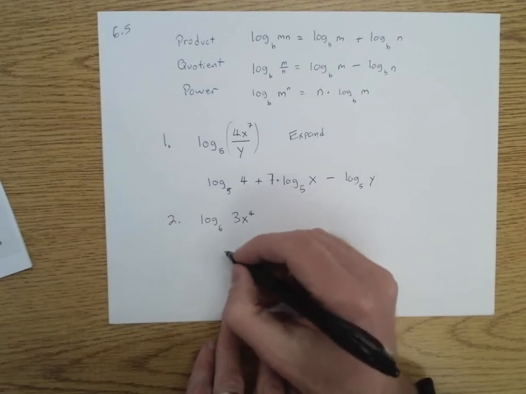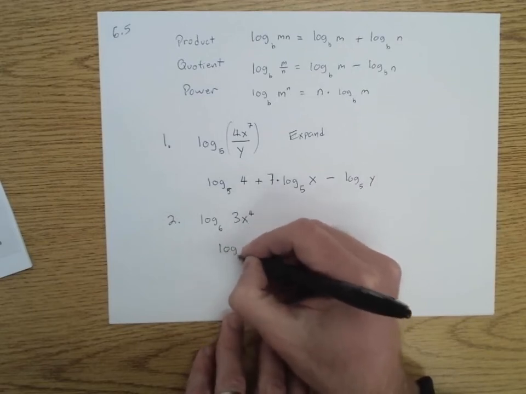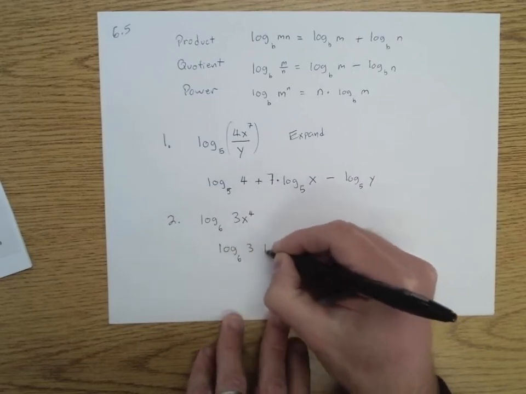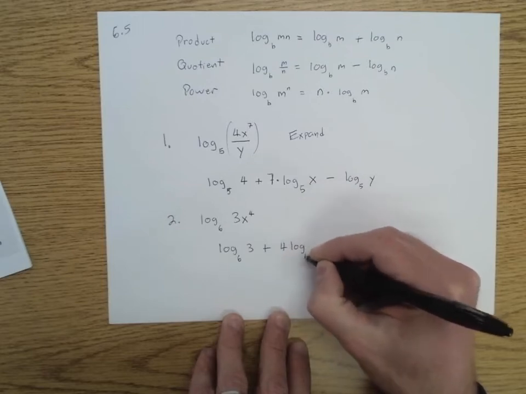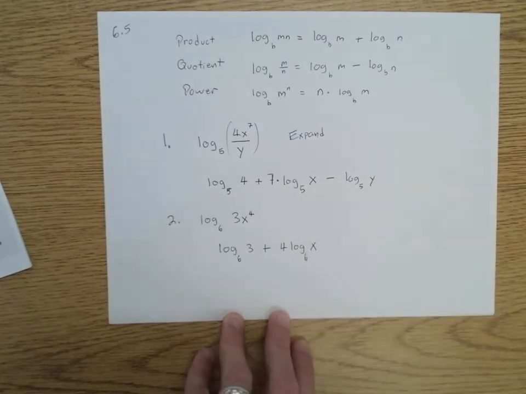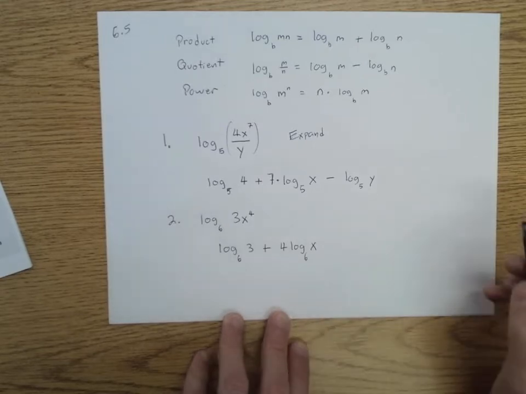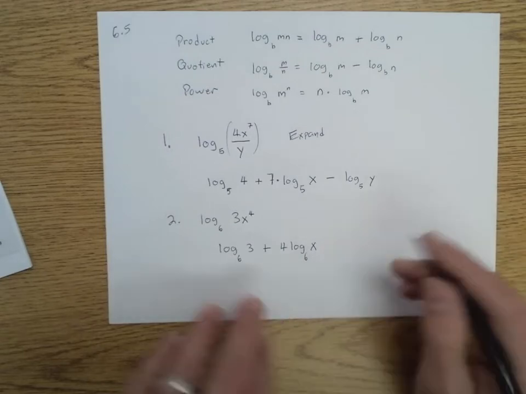Okay, so when we expand it, it's going to become log base 6 of 3 plus 4 times log base 6 of x. And that's as much as it can be expanded. Okay, one more. Let me go to the next sheet.